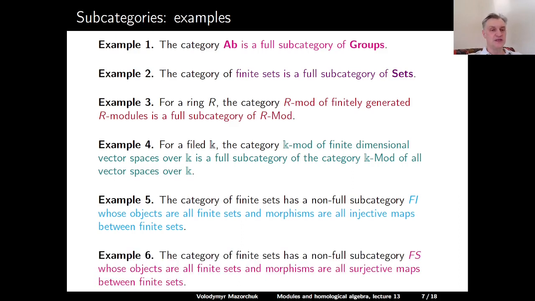And a kind of opposite example, Example 6: the category of finite sets has a non-full subcategory, which is usually denoted by Fs, whose objects are all finite sets, and morphisms are all surjective maps between finite sets.